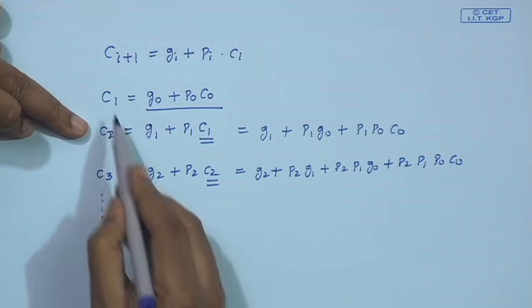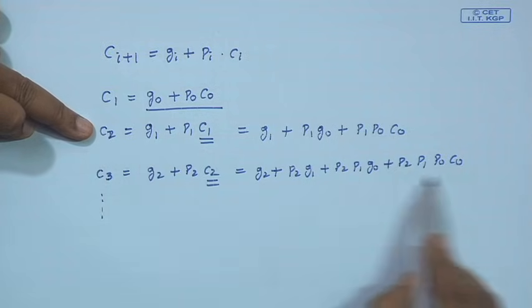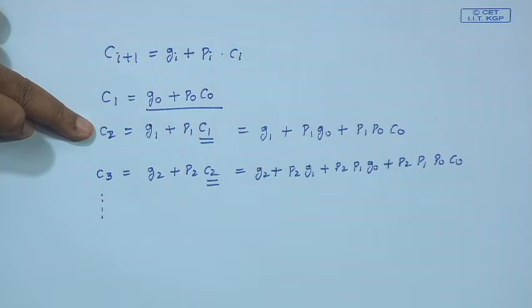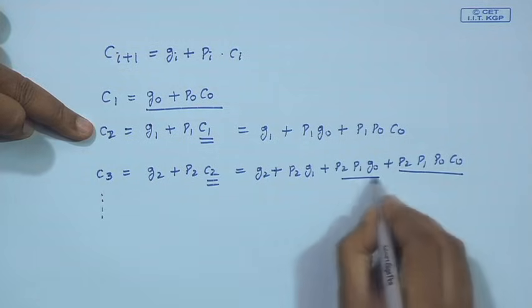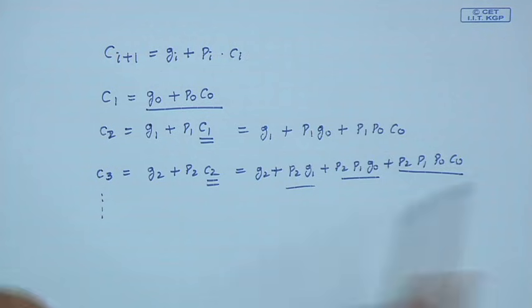So, you see all the carries you can get just by a 2 level AND OR kind of expression. There is no question of carries rippling through, but as you go on these expressions become more complex, bigger expressions, more number of gates. Okay? This is what I was saying.